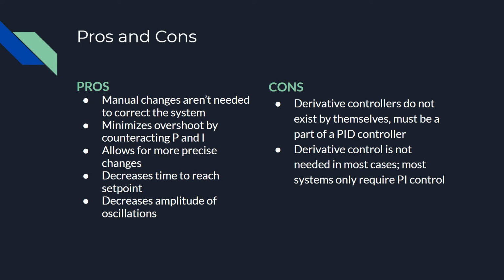Some of the pros and cons of this system: the pros are that manual changes aren't needed to correct the system. It also minimizes overshoot by counteracting P and I, allows for more precise changes, decreases time to reach set point, and also decreases the amplitude of oscillations. Some of the cons are that derivative controllers do not exist by themselves and must be part of a PID controller, and also that the derivative control is not needed in most cases. Most systems only require a PI control.